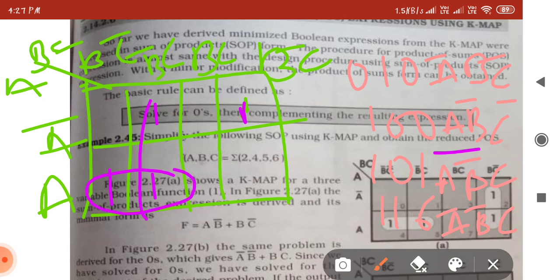One pair and the two pair. Here is the mistake. A B C bar, here the one. This is the one pair. Yes, what are the pairs there? A B bar C bar.